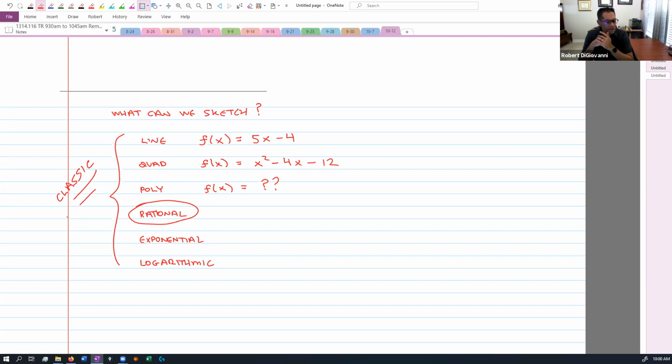I think I've spent enough time talking about where in the real world you would see lines, cost functions for electricity, quadratics, parabolas, right? Throw an object through the air. Polynomials are more like cost functions or profit functions for a business or the stock market, things that are fluctuating up and down. Rational functions are the new ones today. So the natural question is, what do they look like? Where are they useful, right? Where do we see them, right?